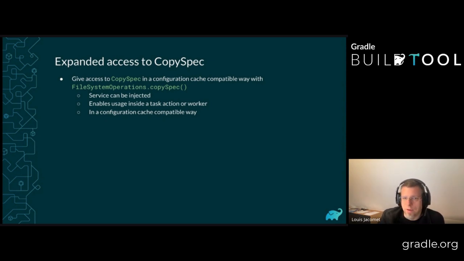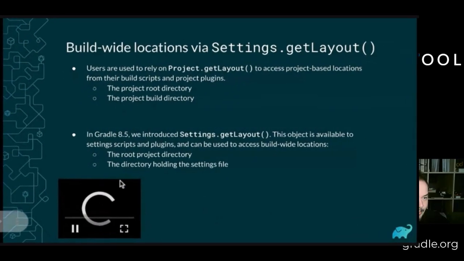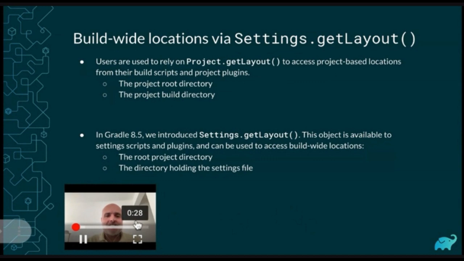And that's it. Then I think we jump to Rafael. Yes, the next is about build-wide locations. Plugin authors are used to relying on project layout to access project-based locations from their build scripts and project plugins. That object gives you access to the project root directory and the project build directory, and allows you to obtain lazy or provider-based file system locations that are project-based.